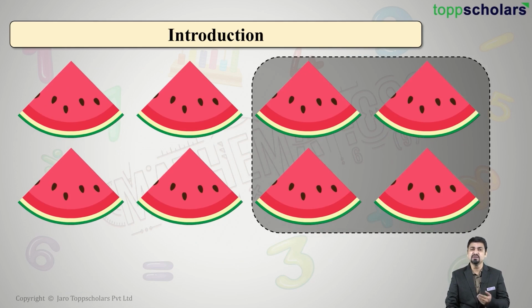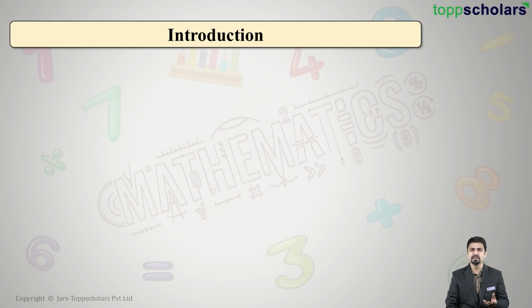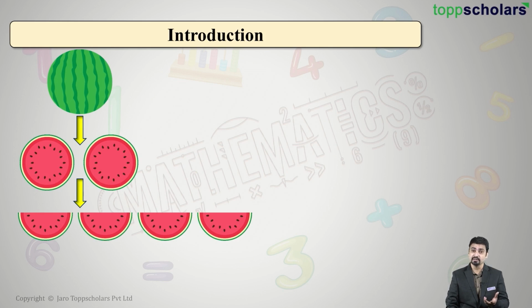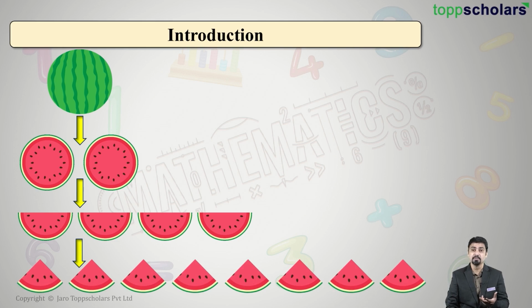Now, I cut this further into 2 parts each. That is, the watermelon is cut totally into how many parts? 8 parts. And I have selected 4 parts out of 8 parts. Right? What did we do here to the watermelon? First, we cut in 2 parts. Those 2 parts were further cut, so totally we had 4 parts. Each of these were further cut in 2 parts to make a total of 8 parts.